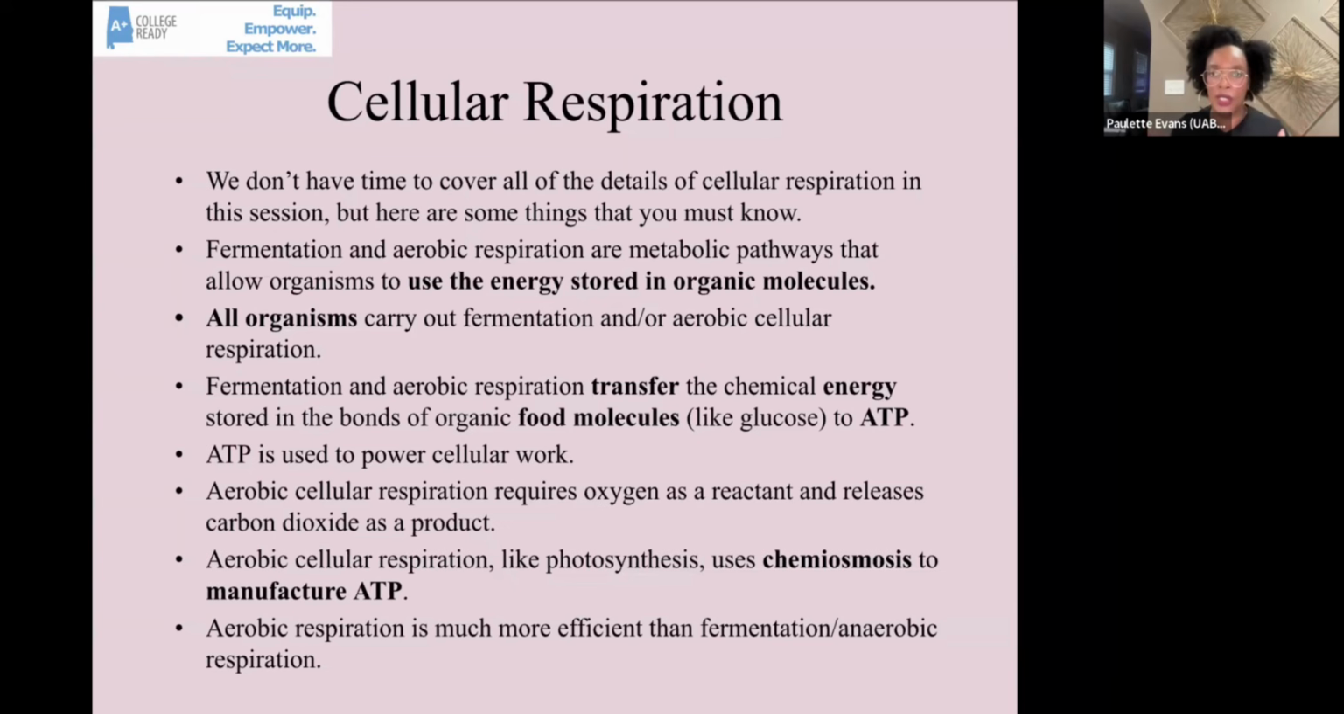They're not reverse reactions. Okay, so that's important. All right. Aerobic cellular respiration, like photosynthesis, uses chemiosmosis to manufacture ATP.